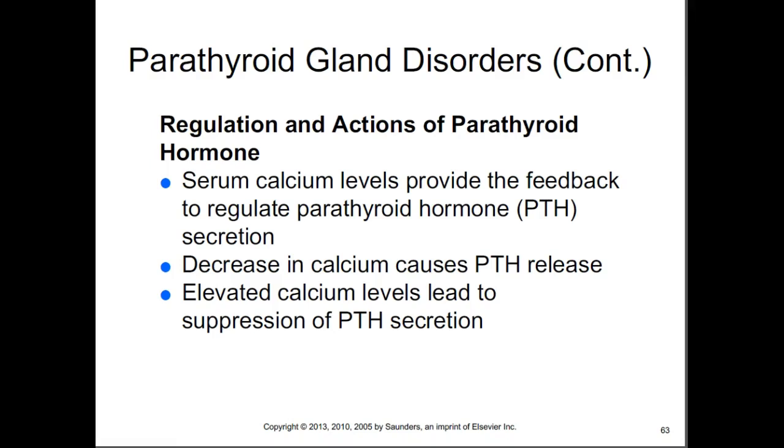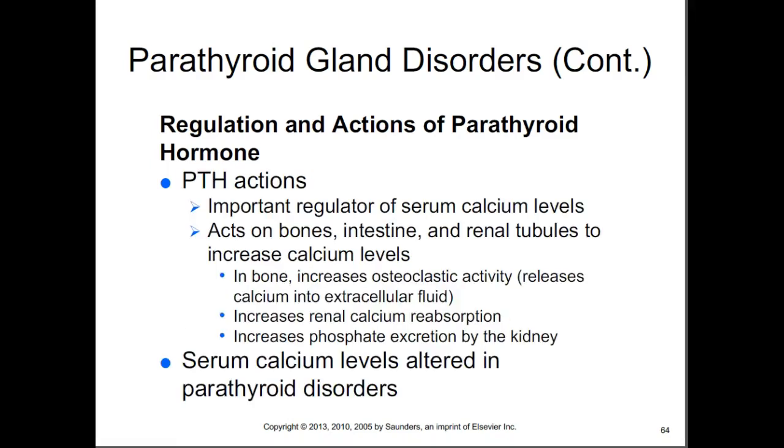Calcium is important for blood clotting and the clotting cascade. Calcium is important in contractions of the heart muscle and in contractions of the skeletal muscle. So it's extremely, extremely important. All right. So elevated calcium levels lead to suppression of parathyroid hormone release.